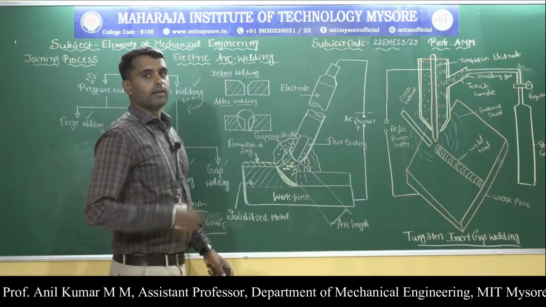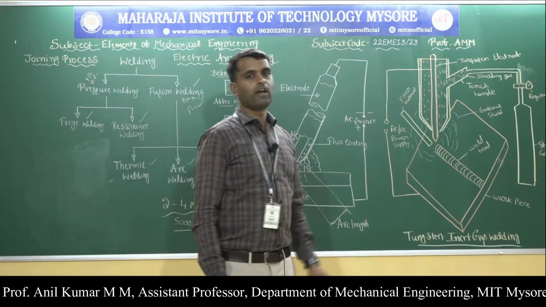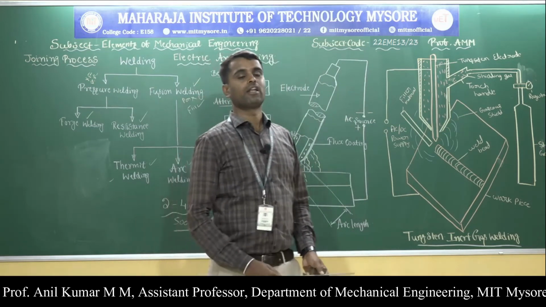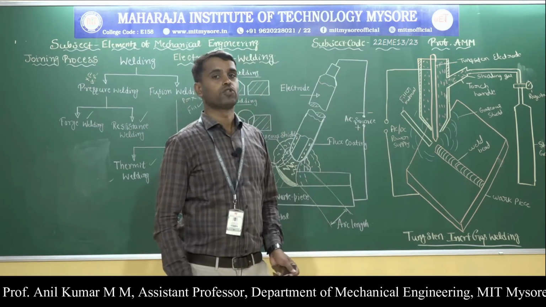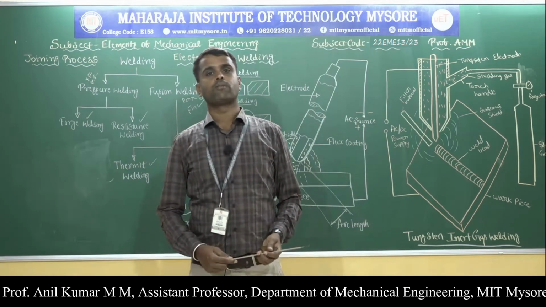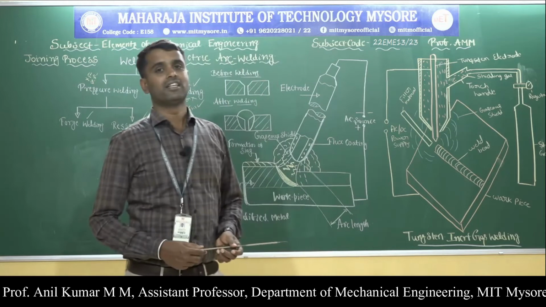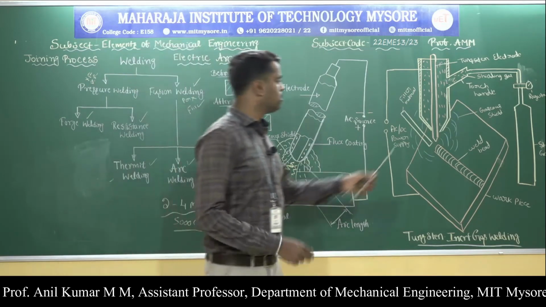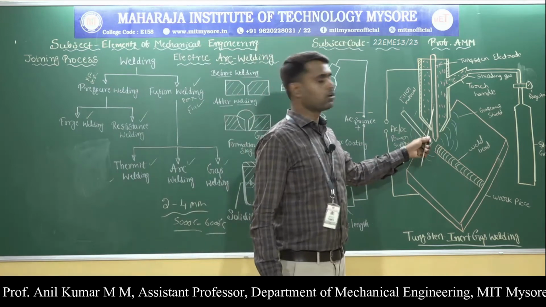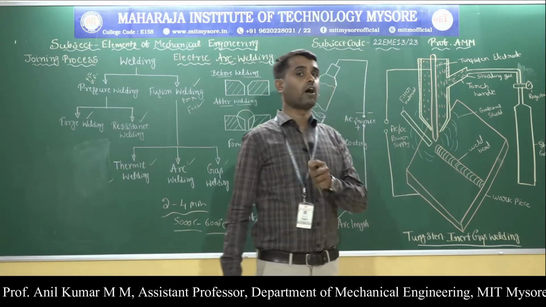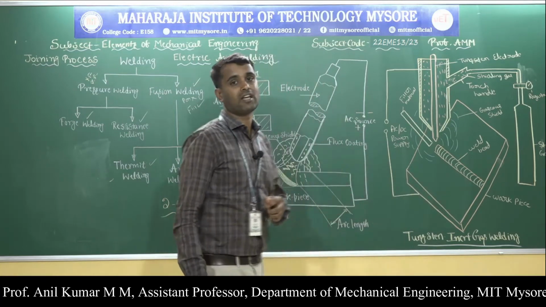Next, we will move on to the next type of welding process, the tungsten inert gas welding process, popularly known as the TIG welding process. In this process, the workpieces are joined by heat generated by an electric arc. The electric arc is struck between the non-consumable tungsten electrode and the workpiece material. In this process, they use a non-consumable electrode made of tungsten.